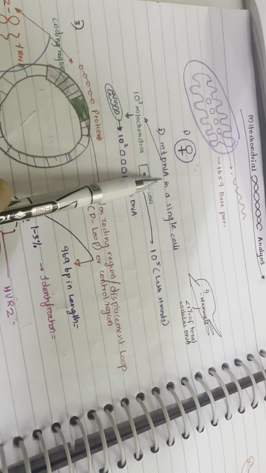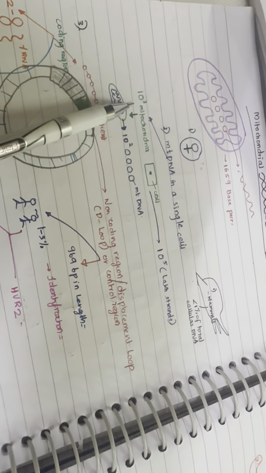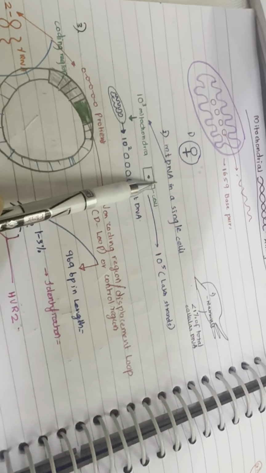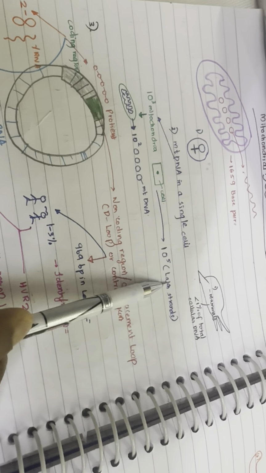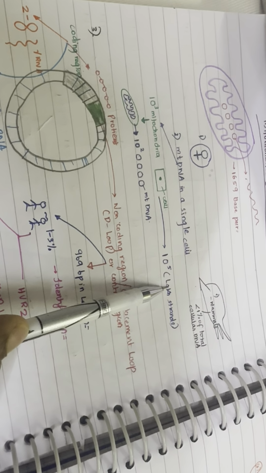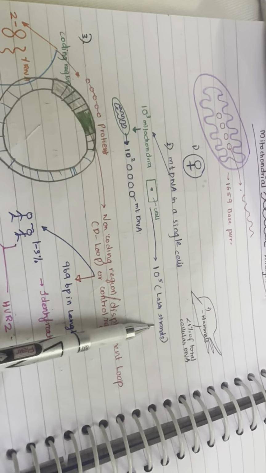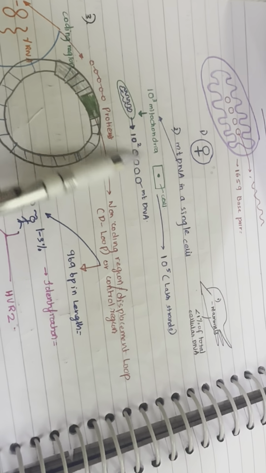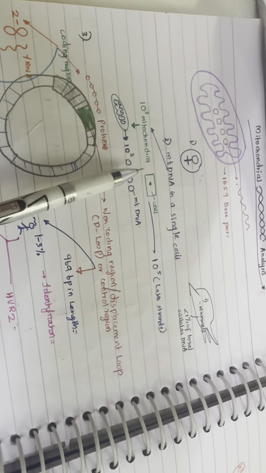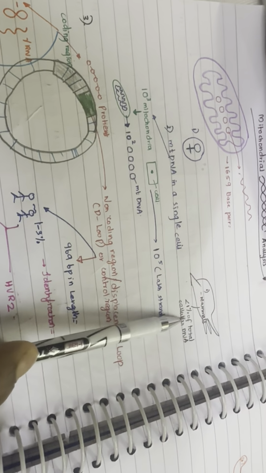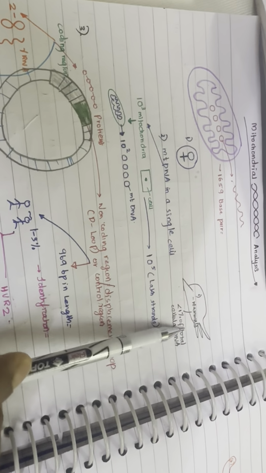In a single cell, on average, there are 10 raised to 3 mitochondria. Each mitochondrion contains 10 raised to 2 mitochondrial DNA copies. A single cell thus contains 10 raised to 5, that is 1 lakh, copies of mitochondrial DNA in mammals. It makes up less than 1% of total cellular DNA.